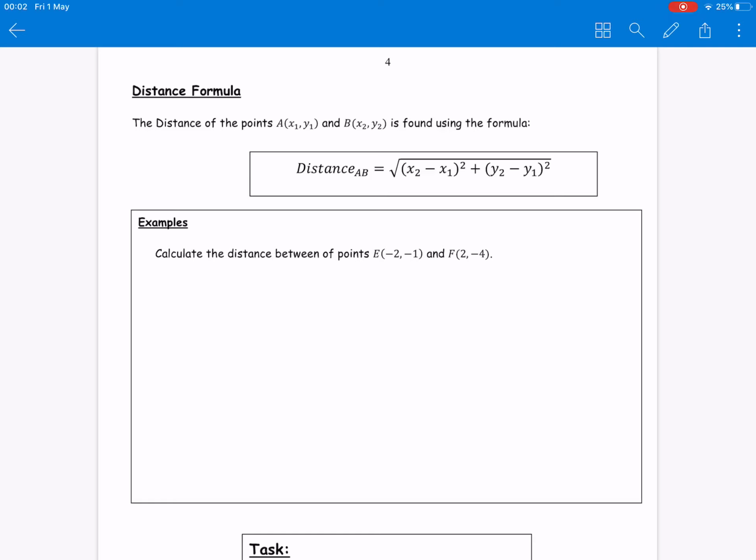Once again, if you can work through using the notes provided in Show My Homework, or alternatively copy through the examples along with the video. So two new bits of content today. We have the distance formula and we have parallel and perpendicular lines.